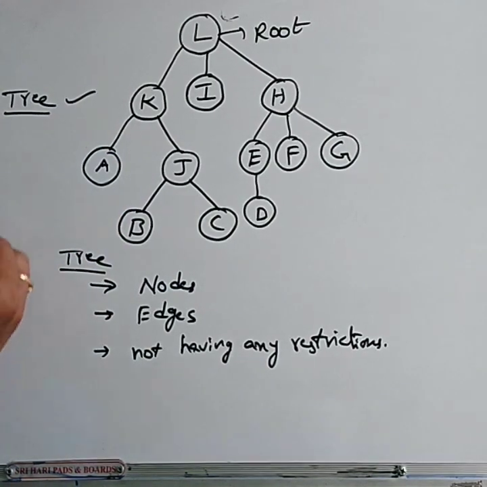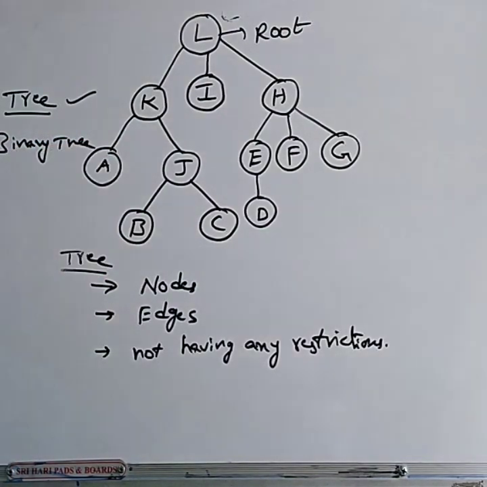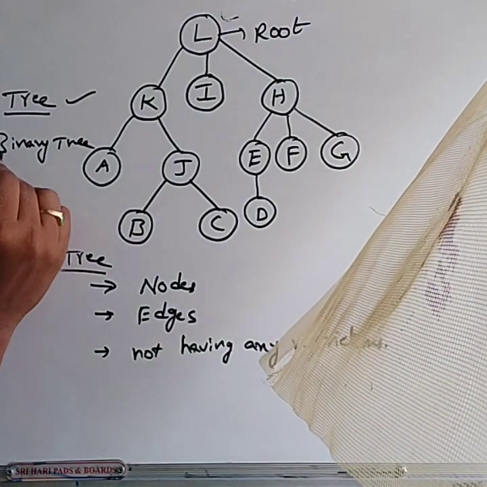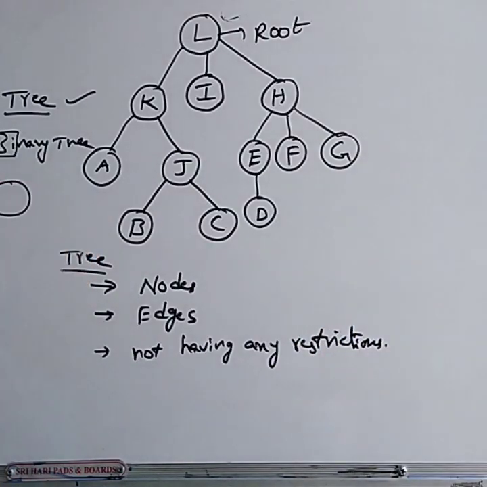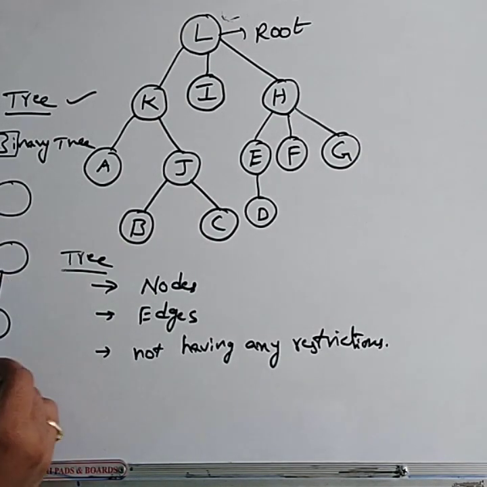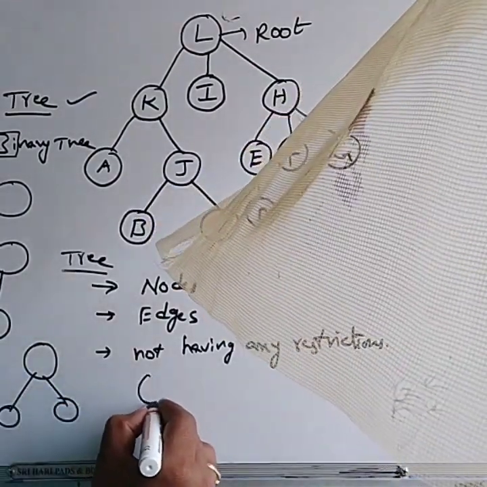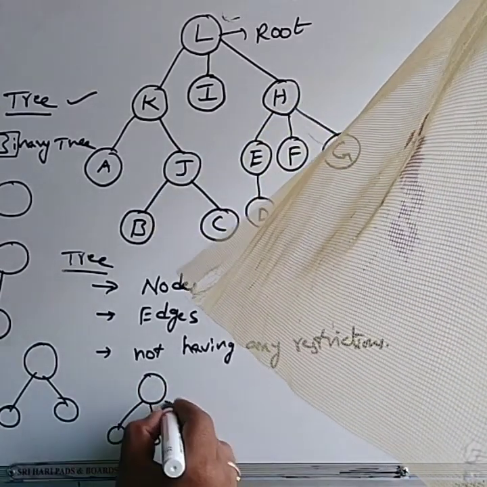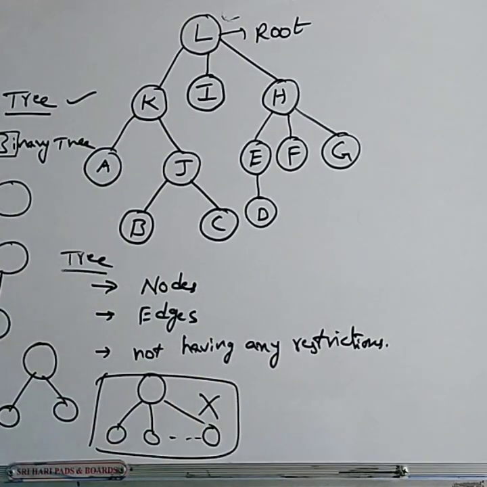Next, when is it called a binary tree? The name itself has the "bi". That means if a node has no children, it is a binary tree. If the node has one child, it is a binary tree. If the node has two children, it is a binary tree. If the node has more than two children, in that case it is not a binary tree. So that is the major difference.